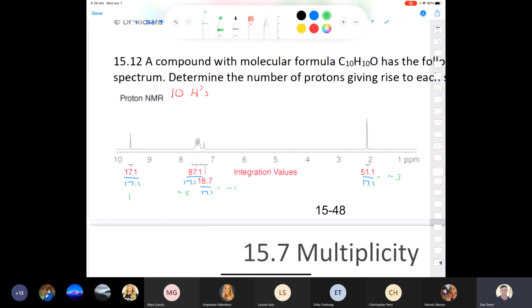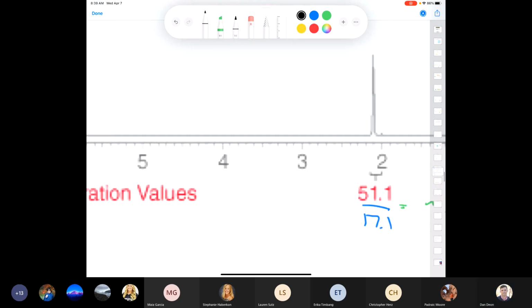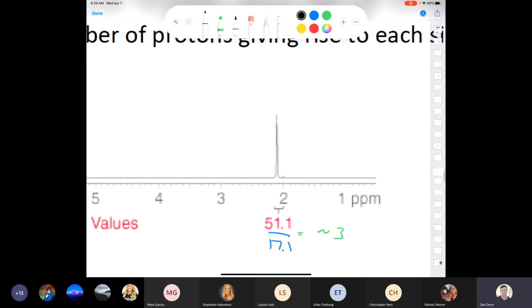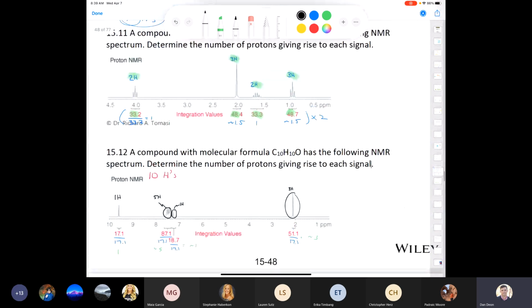I said I was going to ask you a question, but I guess I'm not going to. So this singlet out here, and by singlet I mean it's one single peak, represents 1 proton. All of this here represents 5 protons. This little guy right here, you can zoom in on it, represents 1 proton. And lastly, this signal down here represents 3 protons. Okay, and that is, again, how we use integration.